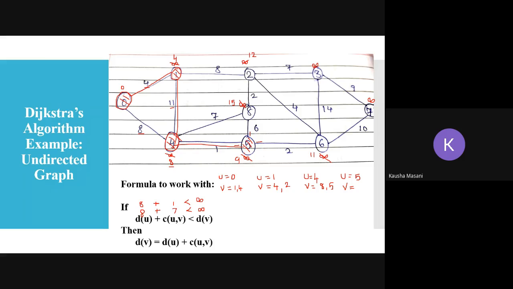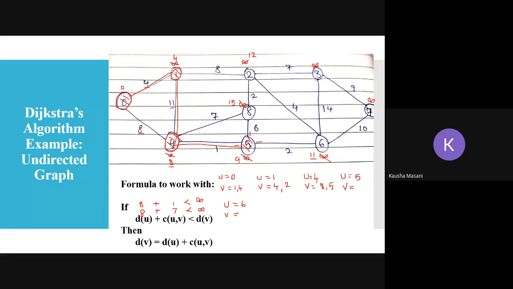Now which is the lowest distance again? The lowest distance is of 6, vertex 6. So your u value now gets updated to 6. What is the v value for it? Anyone? The v value for your 6?